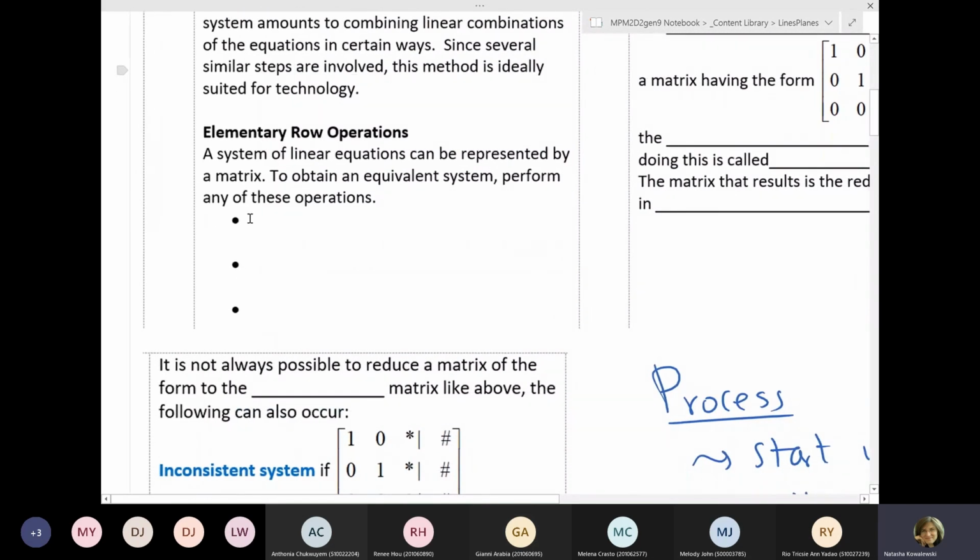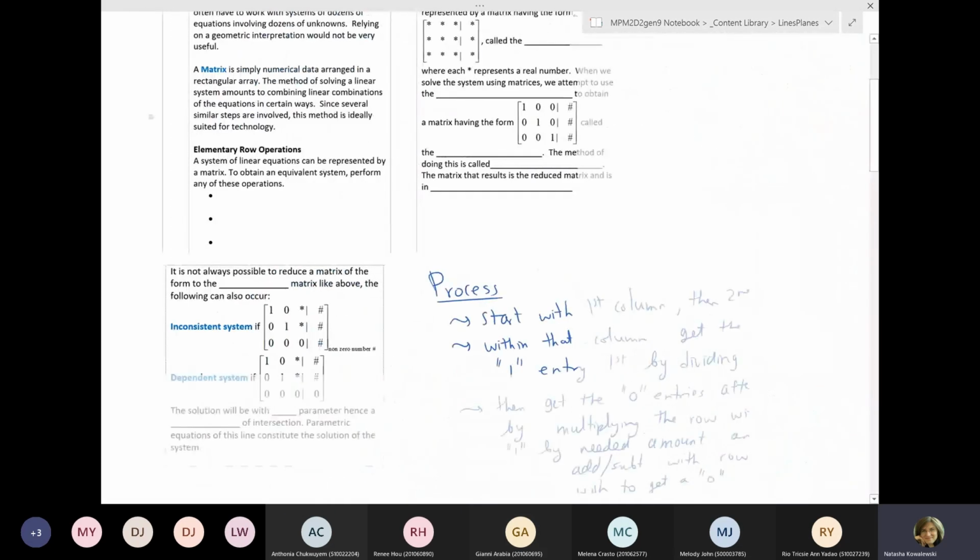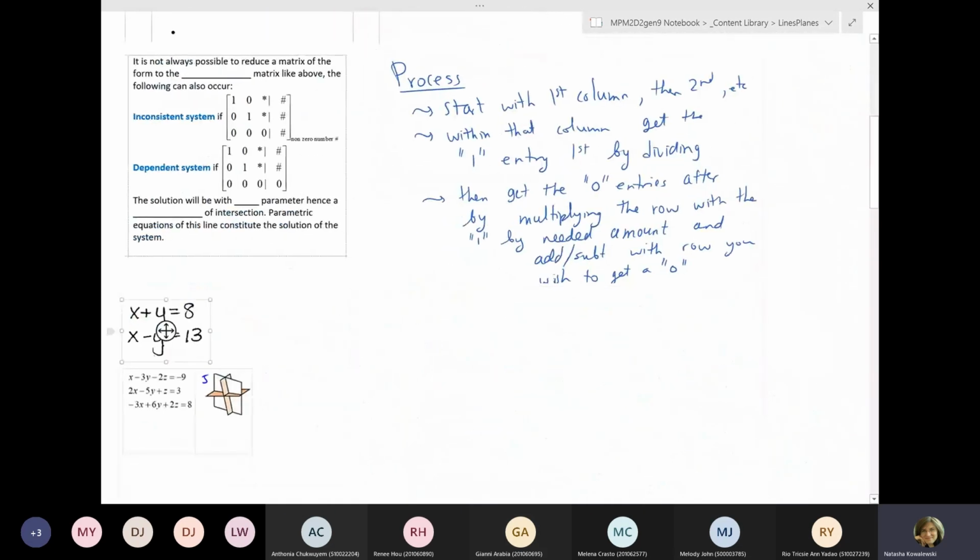So there's a few bullets over here. A system of linear equations can be represented by a matrix, and to obtain an equivalent system, basically you're going to be doing systems of equations, but we're not going to be writing them as equations. We'll write them as matrices. And I think maybe the best way to do this is to start with an example a little bit and then backtrack to fill in those blanks.